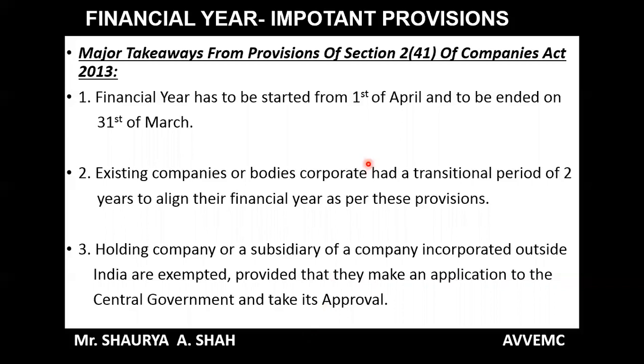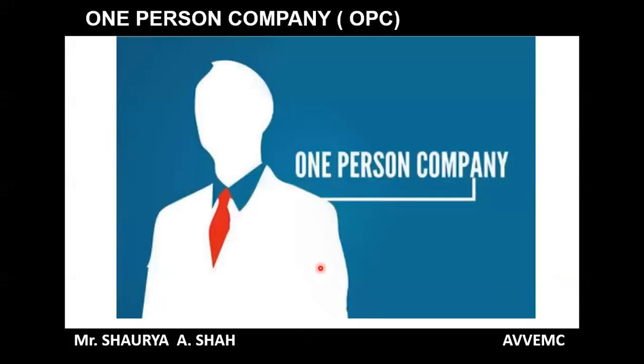So the major takeaway we need to understand is from 1st April to 31st March. Existing companies or body corporate had a transitional period of 2 years in order to change their financial year, in holding and subsidiary companies. Next we saw was one person company, right? One person company, as the name suggests, has only one member, one karta dharta of the entire company, right?